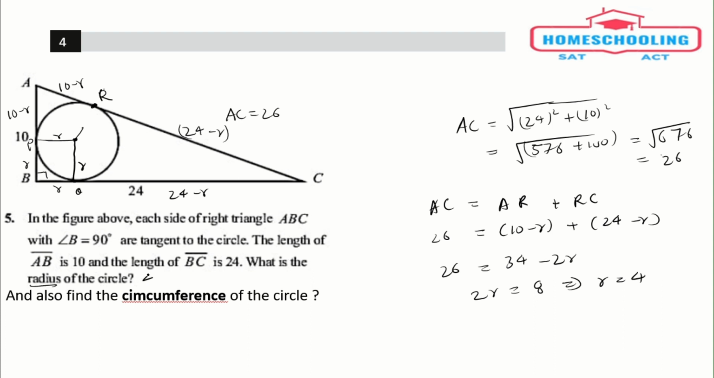So in the question, what is the radius? The radius is 4. Now we have to find the circumference. Circumference is 2 pi r. So 2 into pi into 4, which is equal to 8 pi. So the circumference would be 8 pi. So this is your radius and this is your circumference.